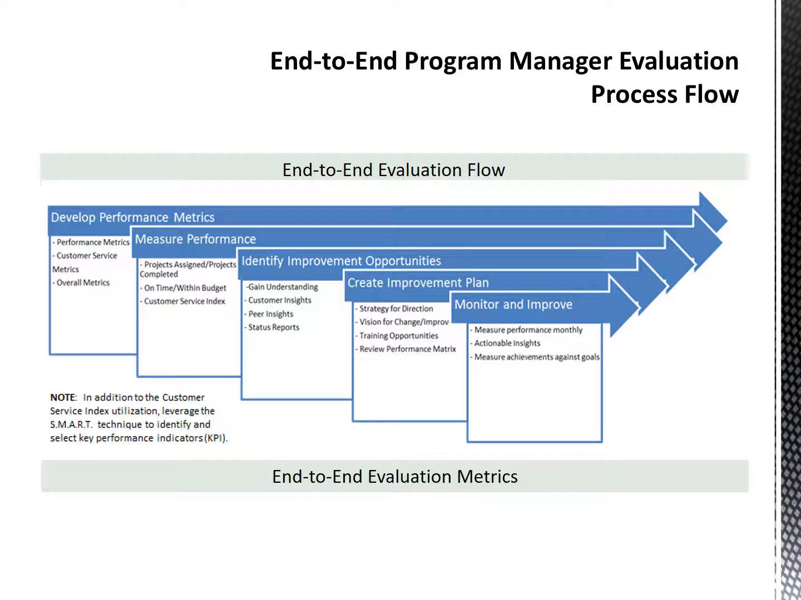You know, we want to make sure we have a strategy for direction. We want to make sure we have a vision for change and improvement, training opportunities if necessary, and then also review the performance matrix. And then of course we want to monitor that. We want to monitor our improvement plan, make sure we're continually improving. It's obviously important that we don't stagnate. We want to make sure that we are continuing to improve and measuring our achievements against our goals.